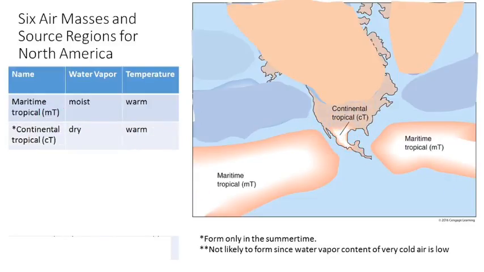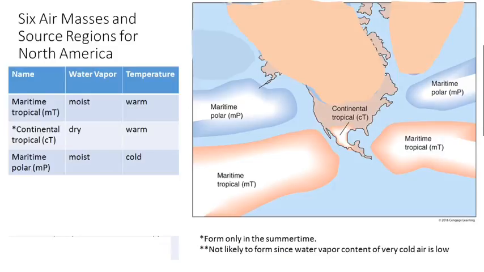The next source region, and this only occurs in the summertime, is a continental tropical source region. Notice it's right here. Continental meaning dry, and tropical meaning warm. So that's the source region for continental tropical air masses. Again, these source regions are where the chunk of air hangs out and dwells and picks up the characteristics of that source region.